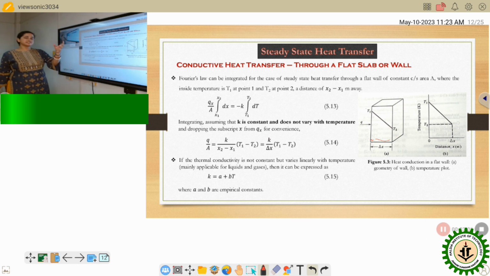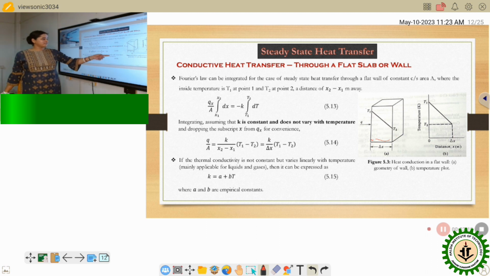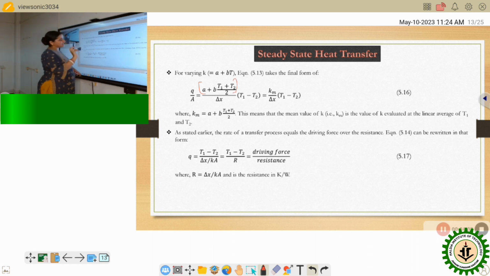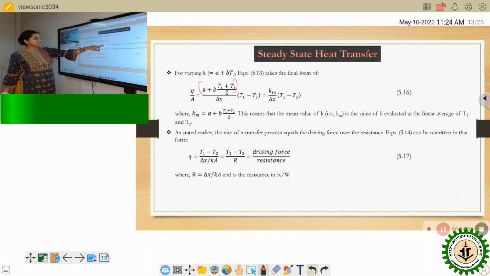Now, if the thermal conductivity is not constant but varies linearly with temperature, mainly applicable for liquids and gases, then k is given by the empirical equation k equals A plus BT, where A and B are empirical constants. In this case I consider T as an average. So my equation changes to Q by A equals A plus B into (T1 plus T2) by 2, the average of T1 and T2, divided by delta x, into T1 minus T2. This whole term is denoted by Km, so Km by delta x into T1 minus T2. This means the mean value of k is evaluated at the linear average of T1 and T2 when k is not constant.